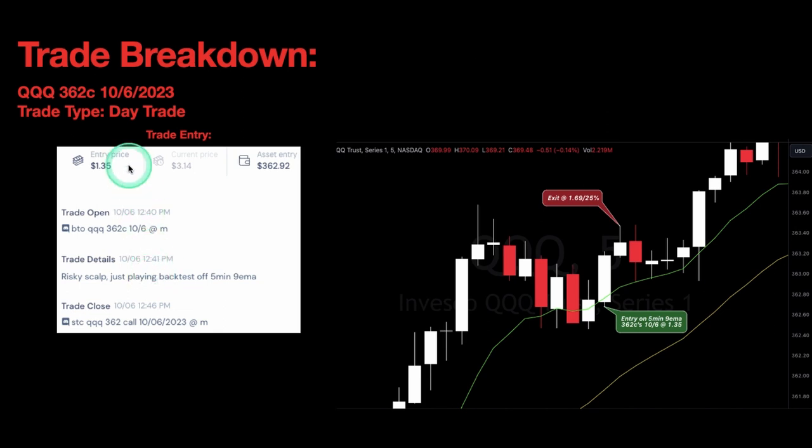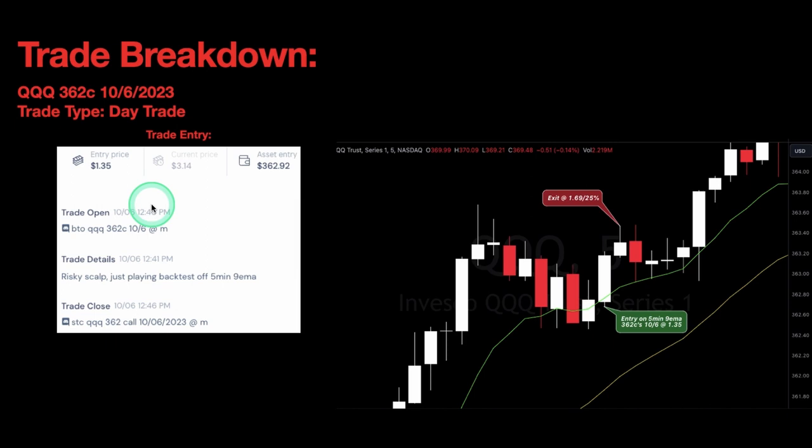It's amazing. And all these are real-time entries. Our database is plugged into actual exchange data. So anytime you put buy to own QQQ 362 calls 10-6 at M, that means at market, it's going to fill you directly at market price to whatever the exchange is offering. So it's all real time.